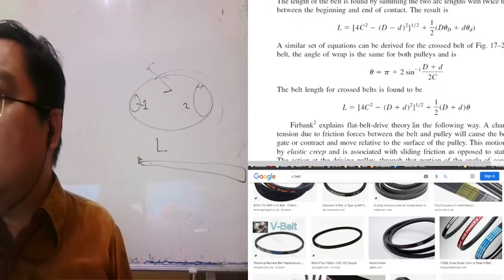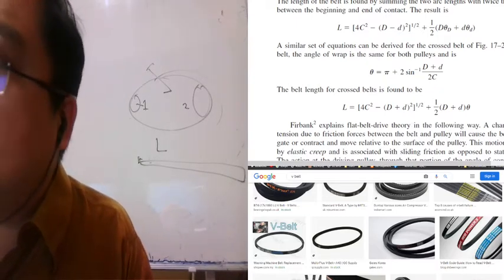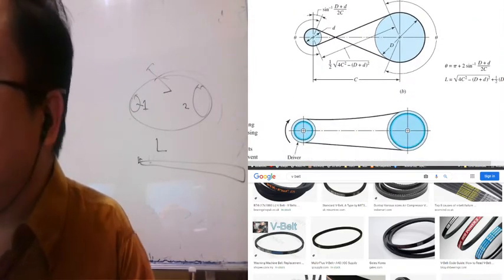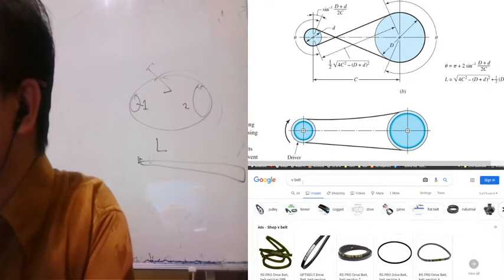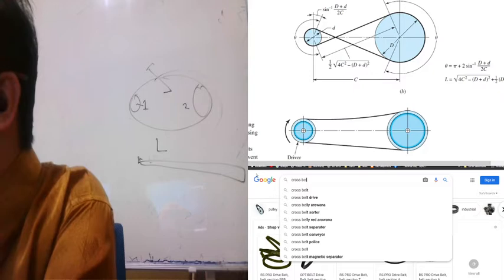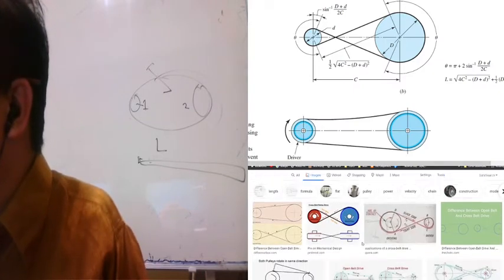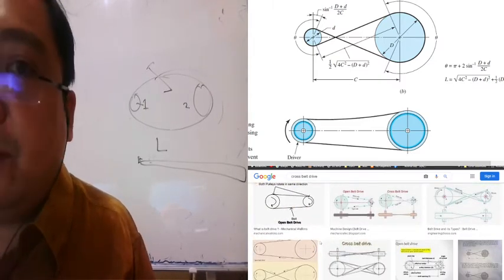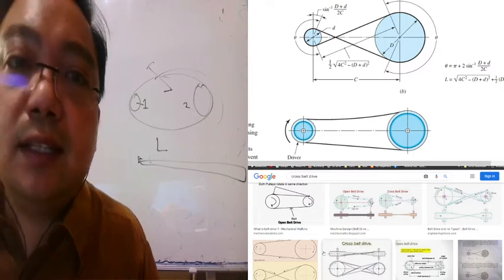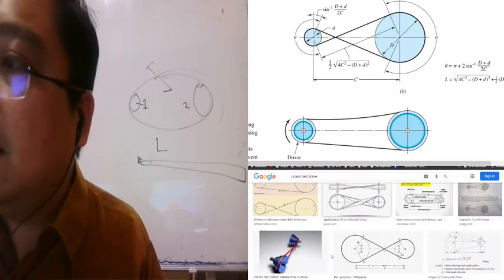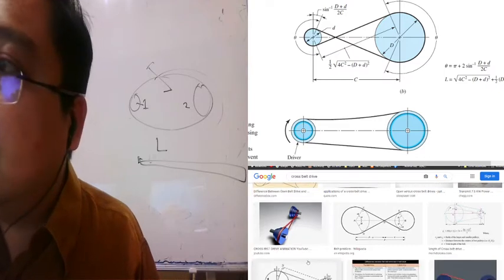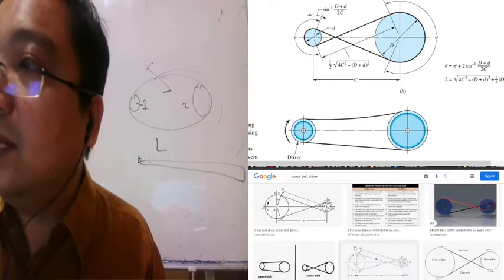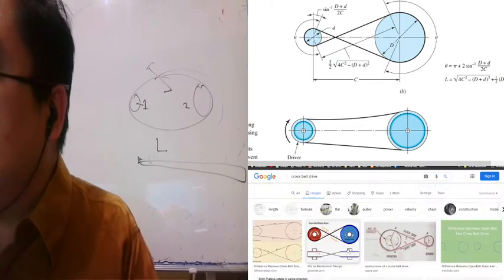What is the cross belt? Let us Google it, just to recap for you. Cross belt drive. This is the images for cross belt drive. Remember, when you are learning something you don't understand, just Google it. This is modern times. You can just Google what you want and get all the pictures and all the information from Google. This is a cross belt drive.